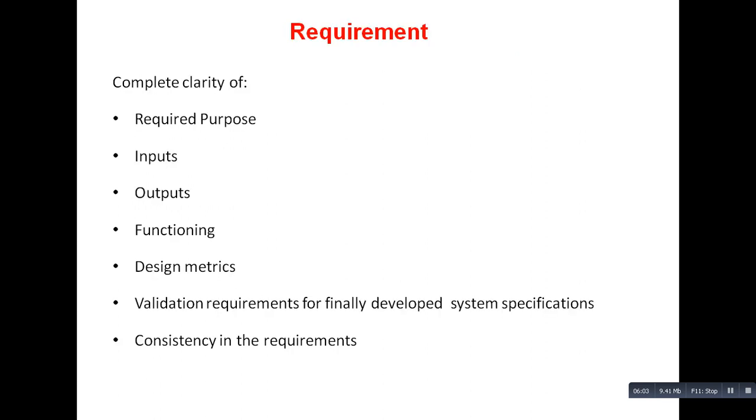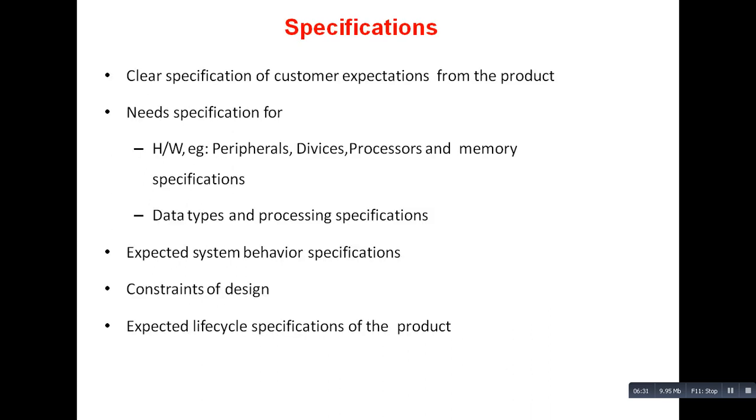Then what is meant by requirement? For requirement, we ask: what is the input we are requiring? What is our output, and how do we get that output from the input? That is called functioning. What are the design metrics? What design parameters are required? What are the testing and validation? How to perform the debugging? How to avoid errors? All these things come under this requirement phase. Then the specification: we need to provide the specification for hardware as well as software.